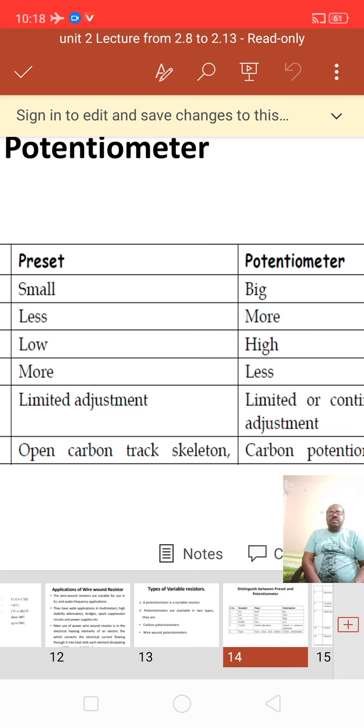Next, the use of preset is that it can be used for limited adjustments, and potentiometer can be used for limited or continuous adjustments also. Next, types of presets. The types of presets are open type, carbon type, track type, skeleton type. Next, types of potentiometers are carbon potentiometers as well as wire wound potentiometers. These are the differences between the preset and potentiometer.